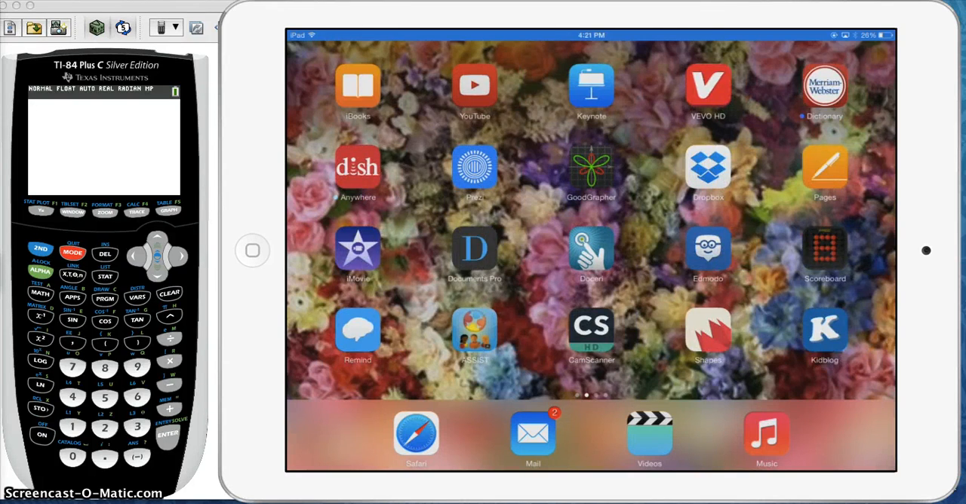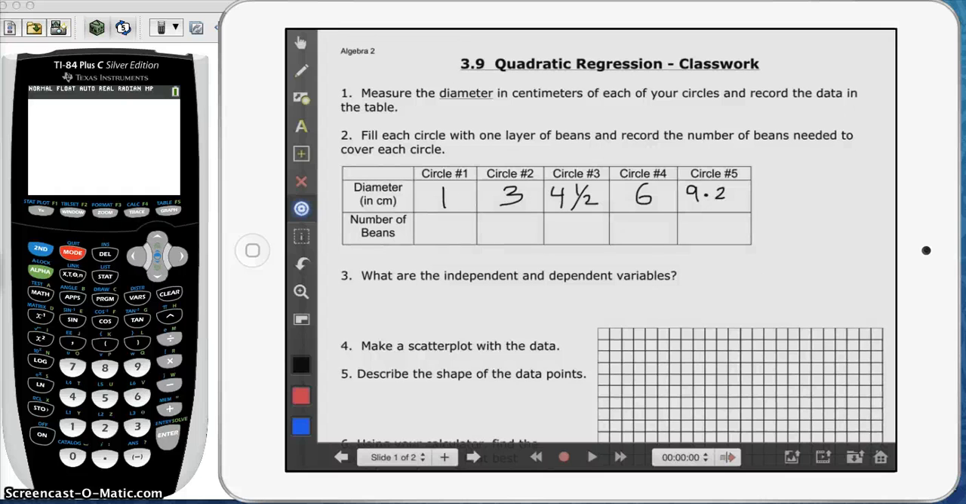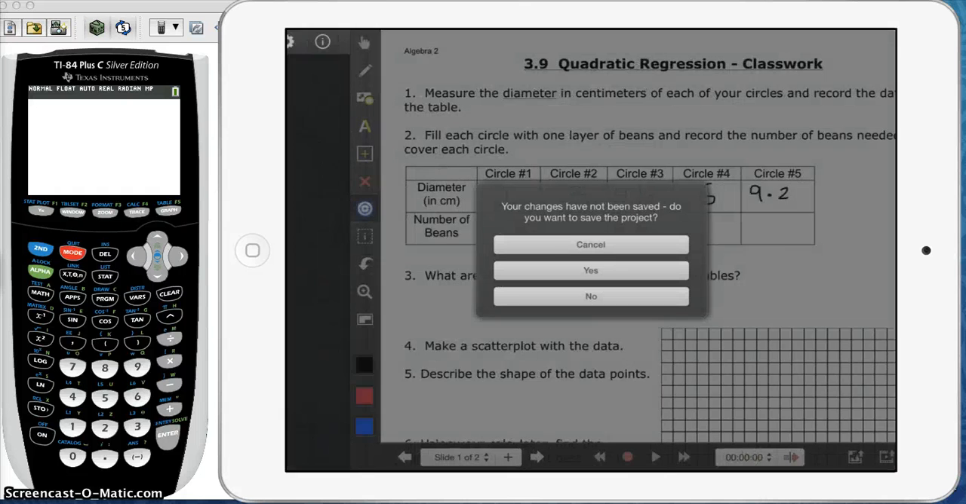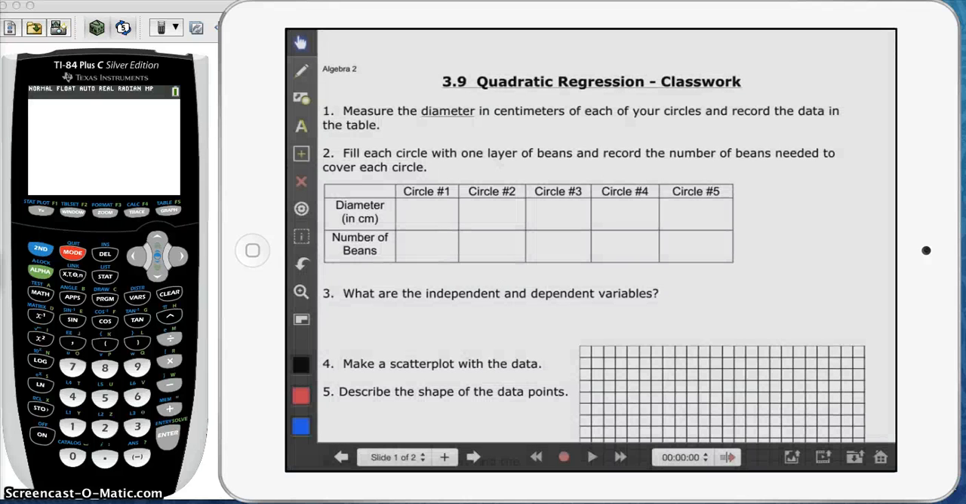Today we'll be working on lesson 3.8, quadratic regression. So please make sure that you pick up the notes from the front. The notes are going to look like that. This is one of the notes, 3.9 quadratic regression. And the other notes are going to be the calculator steps.